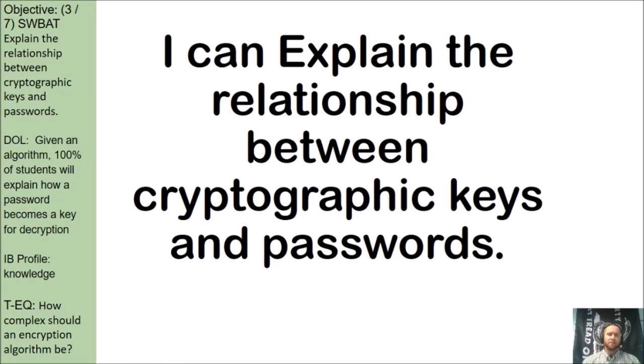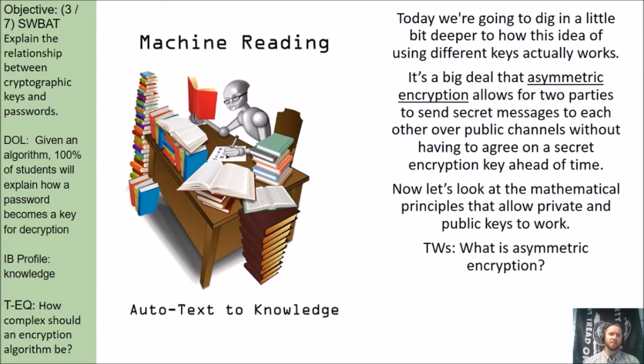Today's objective is to explain the relationship between cryptographic keys and passwords. So today we're going to dig in a little deeper to how this idea of using different keys actually works. It's a big deal that asymmetric encryption allows for two parties to send secret messages to each other over public channels without having to agree on a secret encryption key ahead of time.